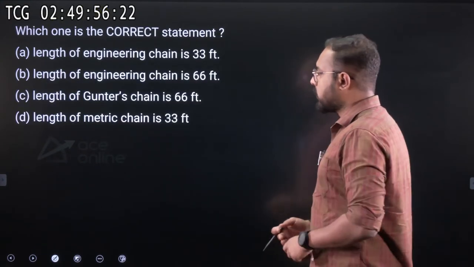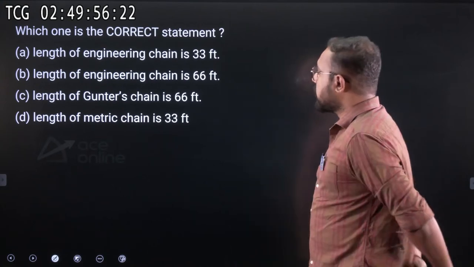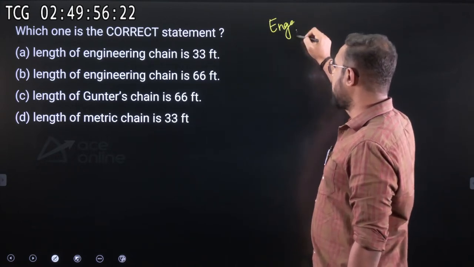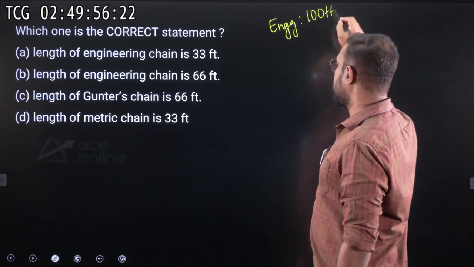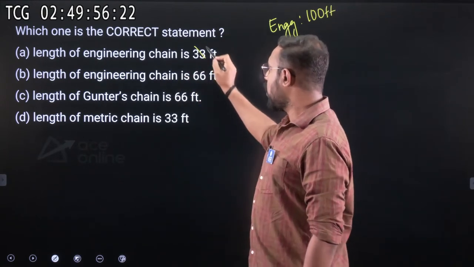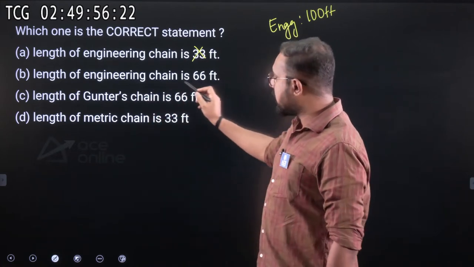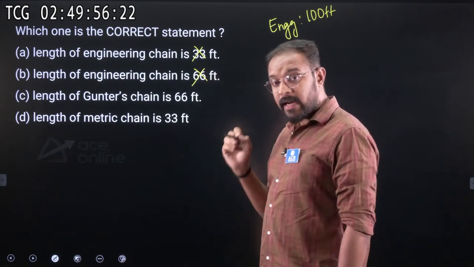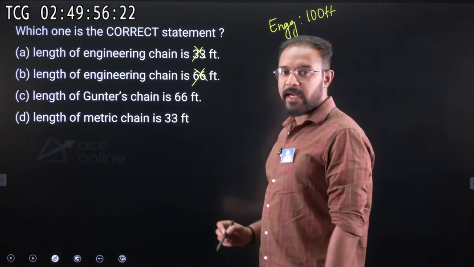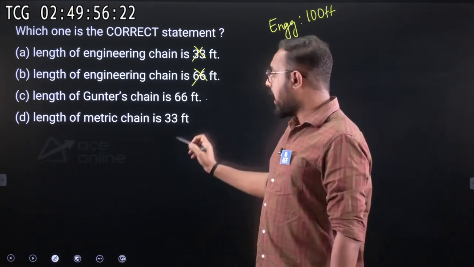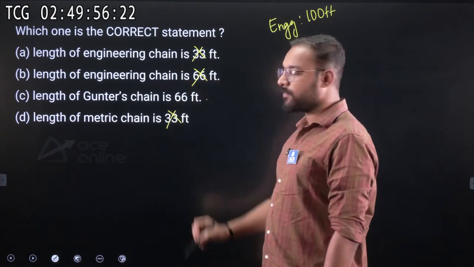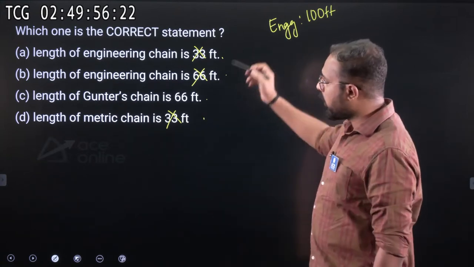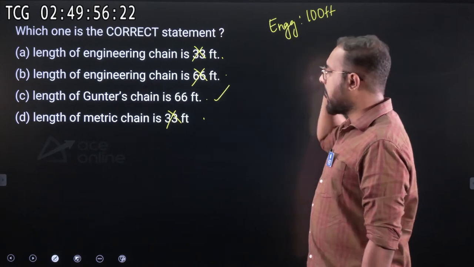Look at the next question here. Which one is the correct statement? Length of engineer's chain is 33 feet. That is wrong. Our engineer's chain is exactly 100 feet. Length of engineer's chain is 66 feet. That is wrong. 33 feet is the revenue chain, and 66 feet is Gunter's chain. And length of metric chains are 33 feet, that is also wrong. So if you know these three are wrong, the only possible answer left is option C, Gunter's.